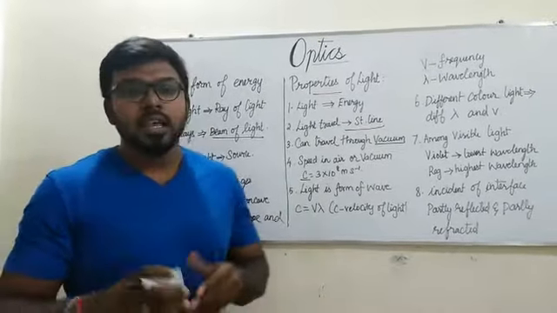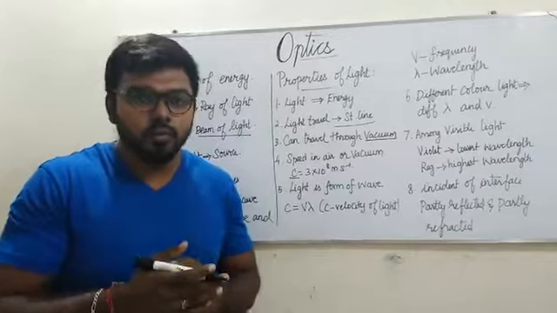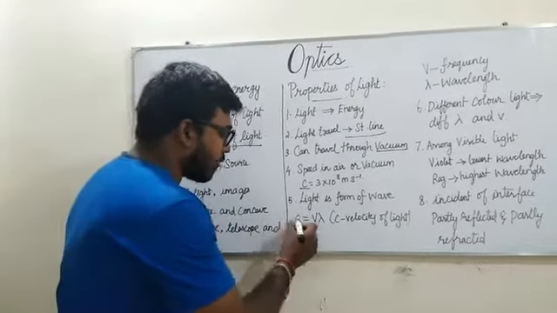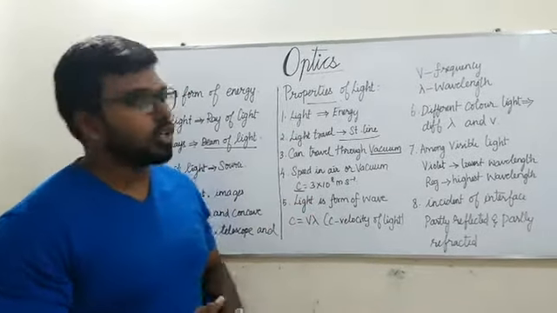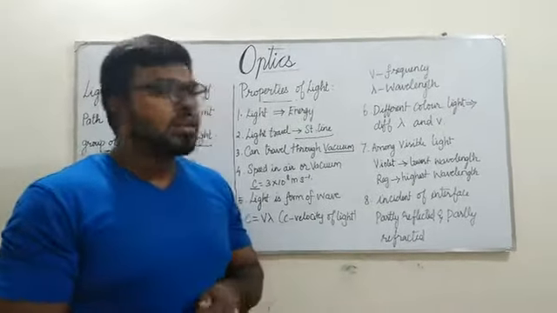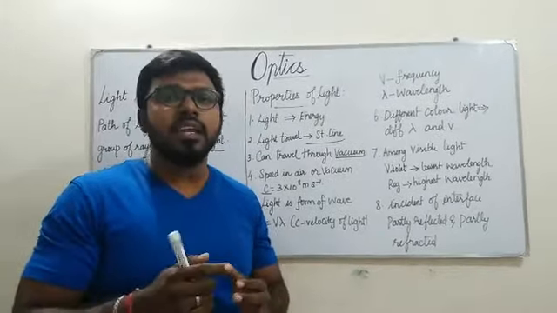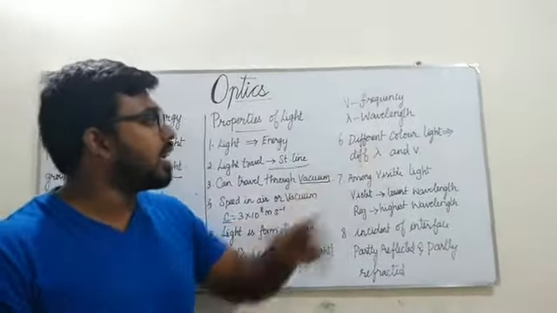And the fifth property, one important property, is that light exhibits in the form of a wave. So we can express that in the form of c equal to v lambda, where c is known as the velocity of light, v is known as the frequency, and lambda represents the wavelength of the light. Normally visible light is a composition of different colors, so different color lights will be having different frequencies and different wavelengths.